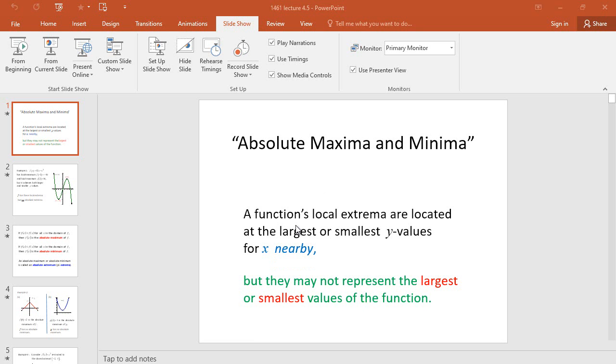Now, one thing I want to make clear from the get-go is that the global max and global min of a function depend on the specified domain. If we change the domain of the function, we may change the global max and global min. So global max and global min are with respect to a given domain.